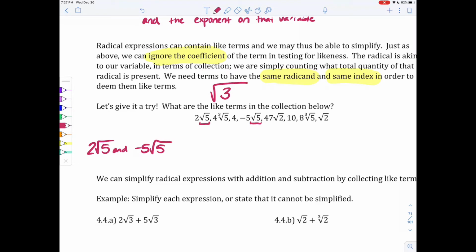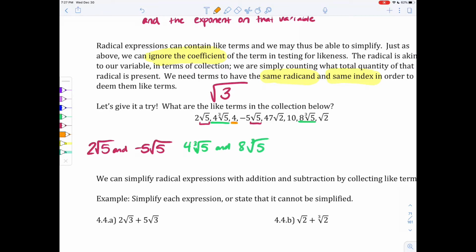I want you to take a pause and try to identify the rest of the like terms in the collection there. And maybe you're back. Welcome. I'm so glad to have you. Taking a look at the next one, 4 cube root 5. So I'm going to look for another cube root 5, and here we have it. So 4 cube root 5 is like 8 cube root of 5.